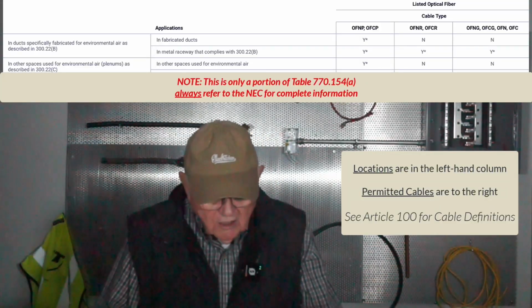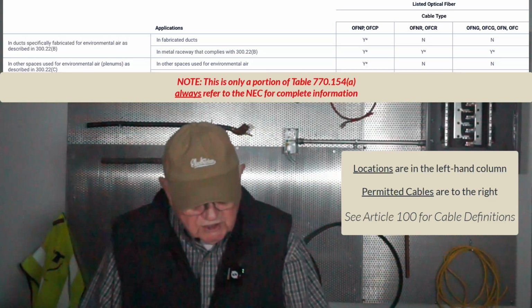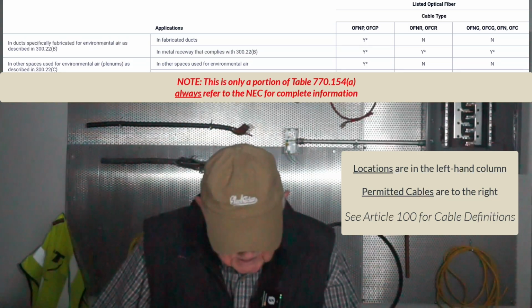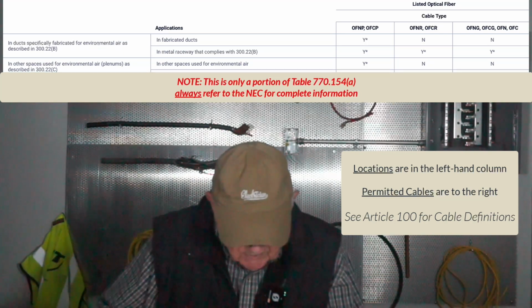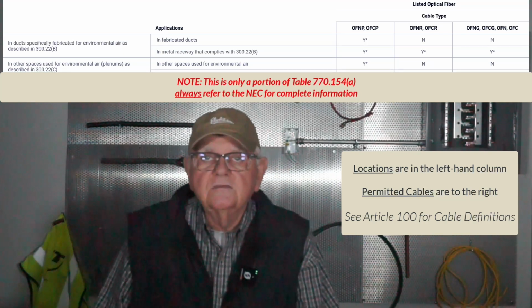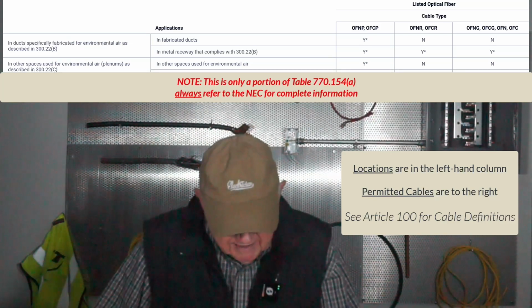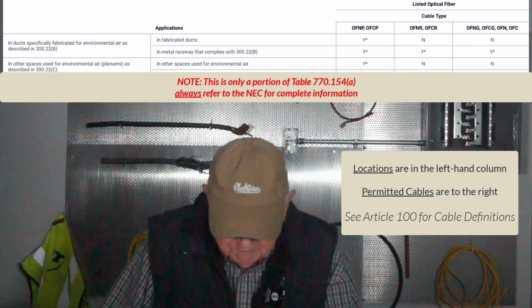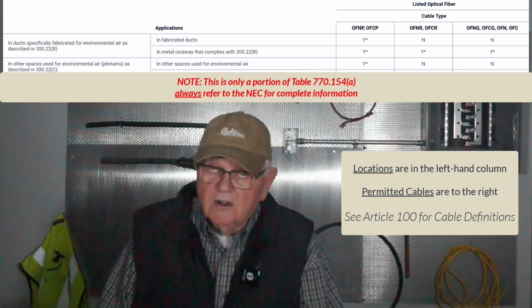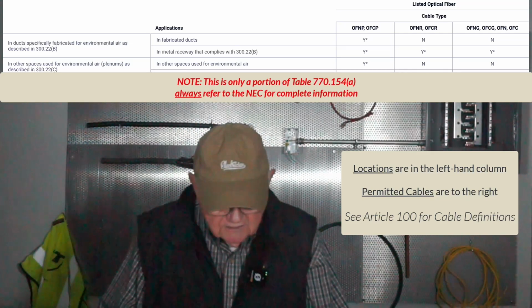If you take a look at this table, down the left-hand column are different types of locations. For instance, the first location says in ducts specifically fabricated for environmental air, as described in Article 300. So it talks about environmental air. The second grouping down says in other spaces used for environmental air, such as plenums, as described in Article 300. So environmental air and plenums.